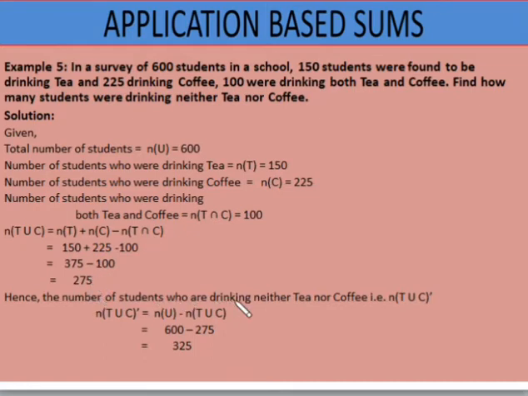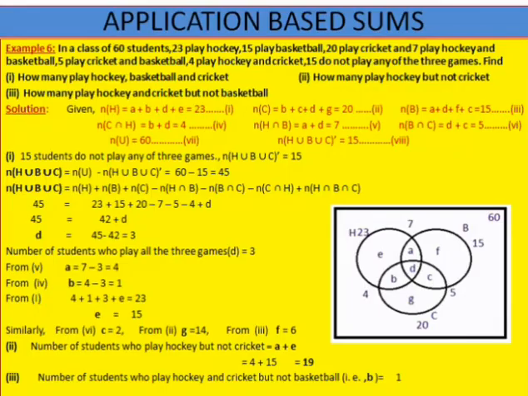The number of students who are taking neither tea nor coffee means we need to find the complement of T union C. In this way we get the result n(U) minus n(T union C). 325 are the students who neither take coffee nor take tea, and 275 students are like that who take either tea or coffee. Now come on to the next question, which is related with three sets.